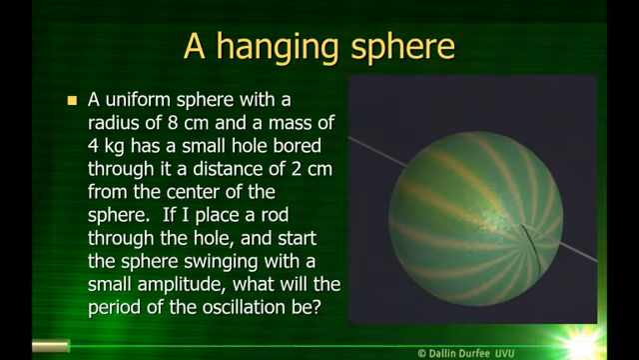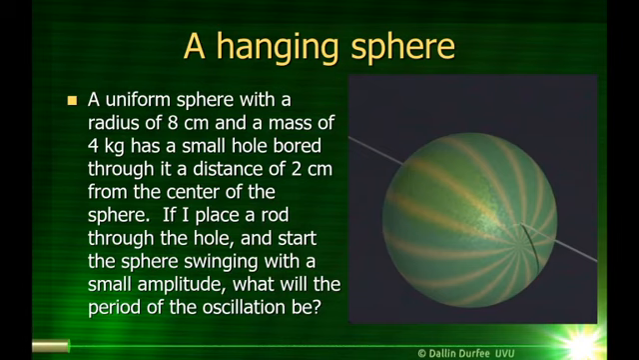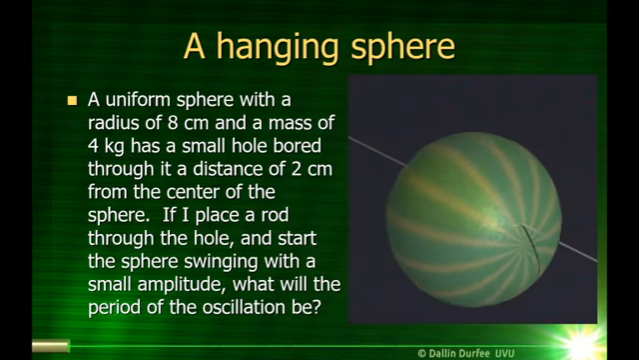All right, here's a problem we can now work. A uniform sphere with a radius of 8 centimeters and a mass of 4 kilograms has a small hole bored through it a distance of 2 centimeters from the center of the sphere. If I place a rod through the hole and start the sphere swinging with a small amplitude, what will the period of oscillation be?